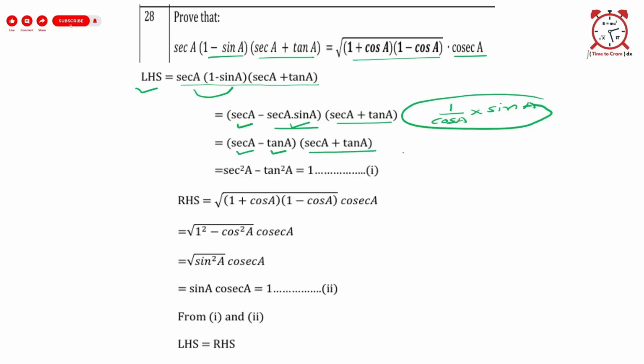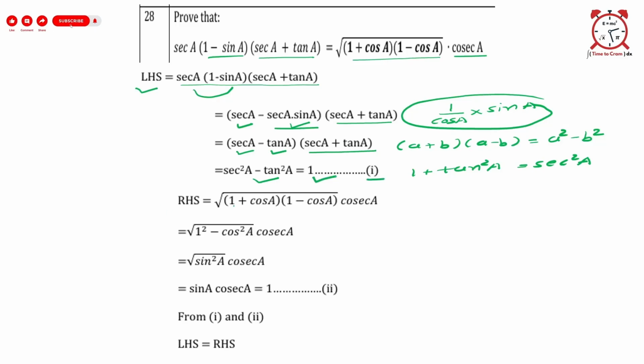Now you can see the algebraic identity (A plus B)(A minus B) equals A square minus B square. This identity we have to apply. So sec square A minus tan square A, and by the trigonometric identity we know that 1 plus tan square A equals sec square A. By transposing we get 1 equals sec square A minus tan square A. So the answer is 1, result number 1.